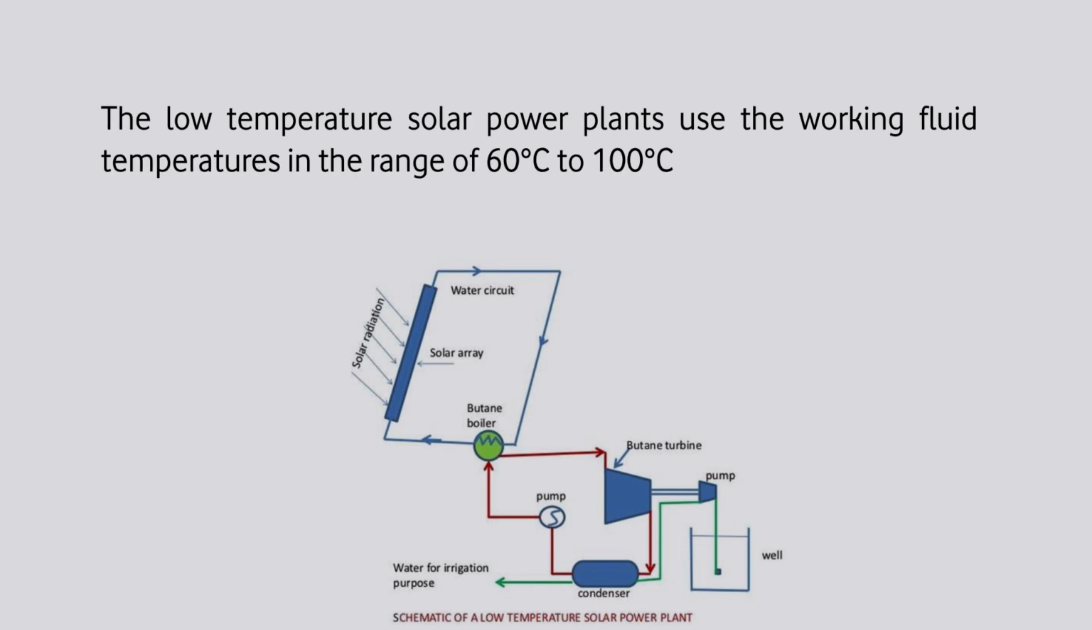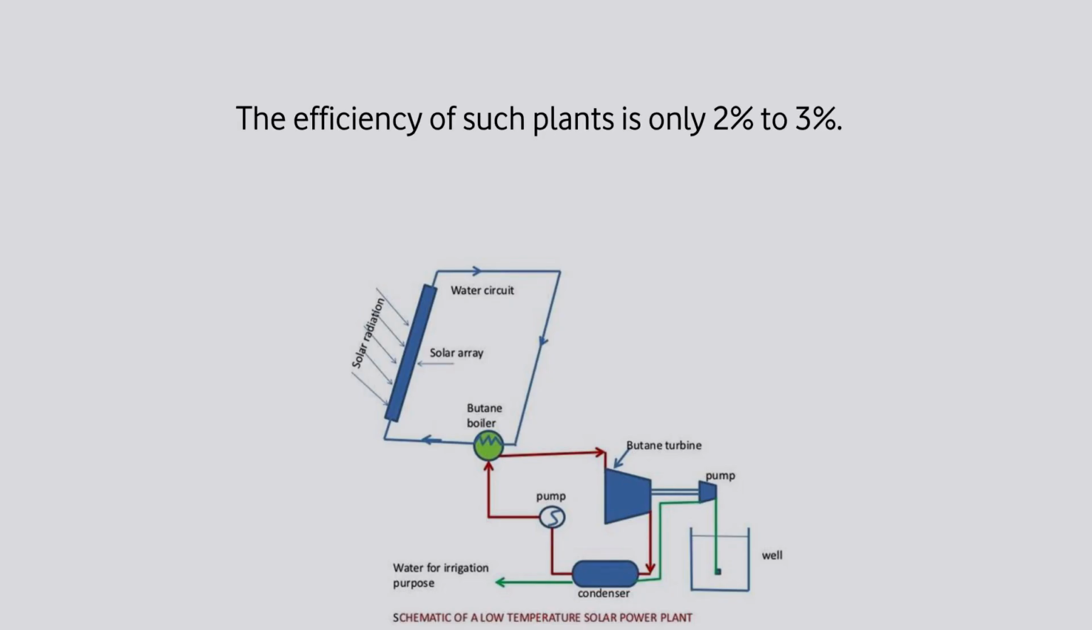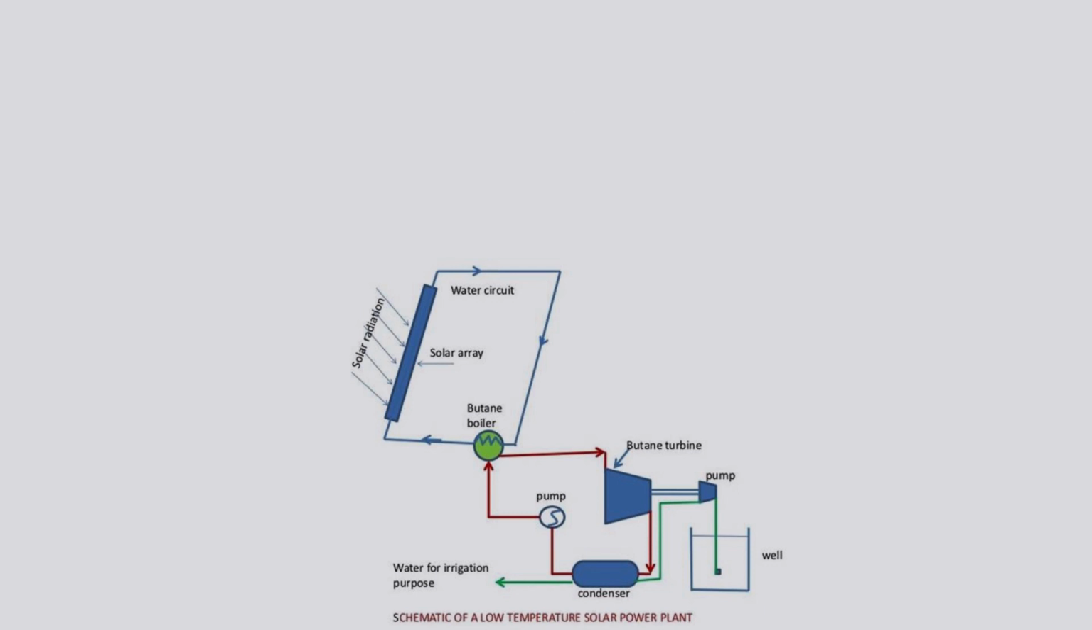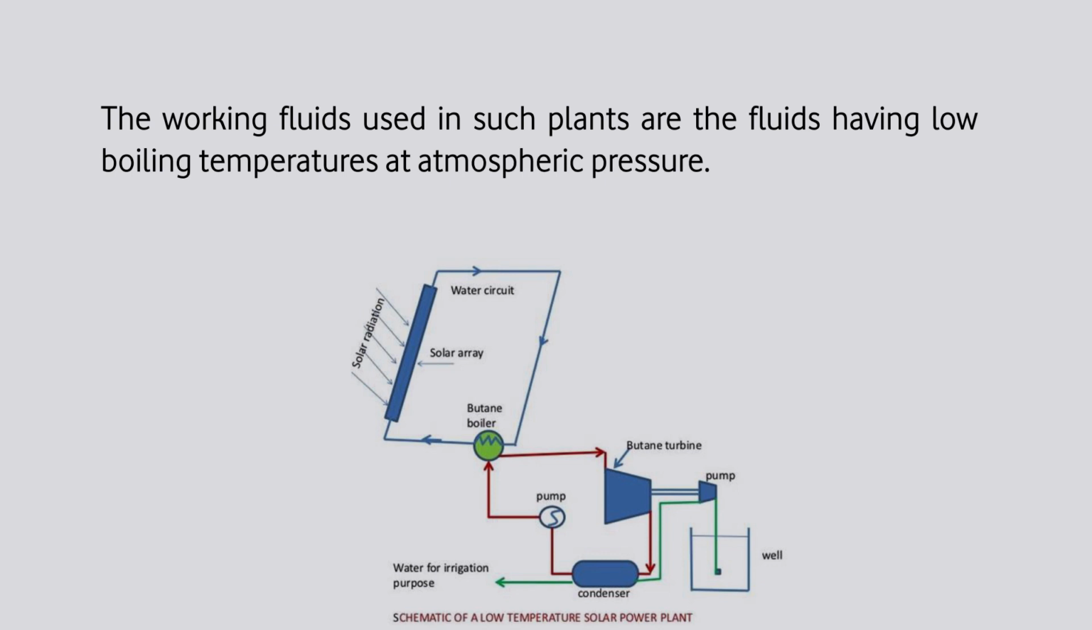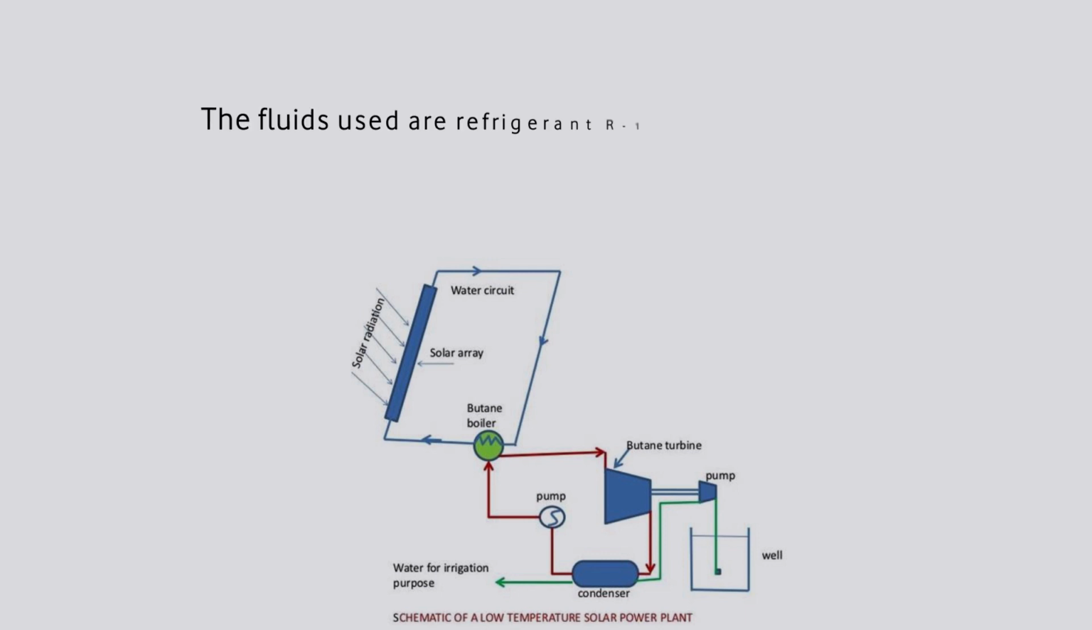The low temperature solar power plant uses a working fluid temperature in the range of 60 degrees centigrade to 100 degrees centigrade, which can be obtained using a flat plate type collector or by the solar pond. The efficiency of such a plant is only in the range of 2 to 3%. The working fluids used in such plants are fluids having low boiling temperature at atmospheric pressure. The fluids are refrigerant R11, butane gas, etc. The system requires a storage system.